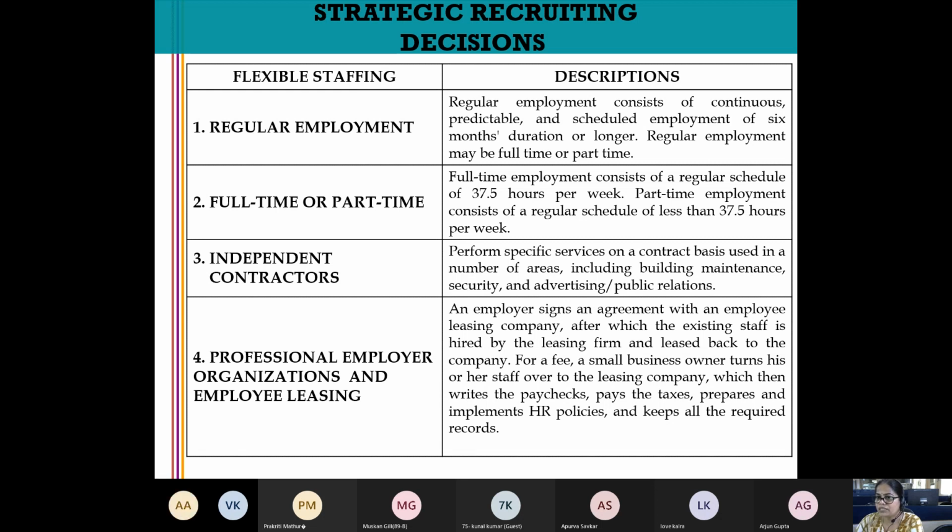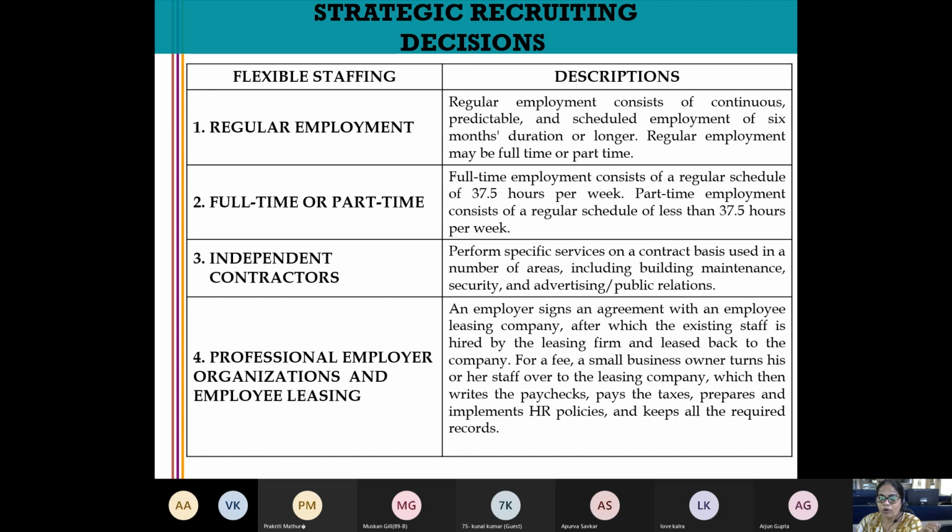Either you may select them. See, sometimes you take outsourced contractors for cleaning, etc., right? Building maintenance, security services, advertising and public relations, you are outsourcing. So these are independent contractors hired for the company. This is also a flexible option. You are only appointing certain types of occupations, but from some other contractors. You are simply asking them to fulfill our needs.